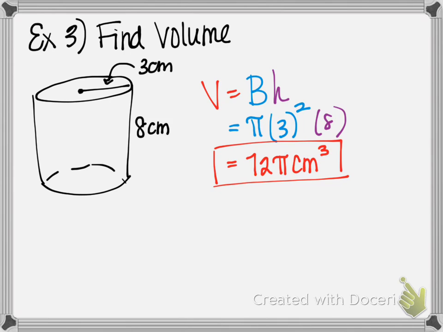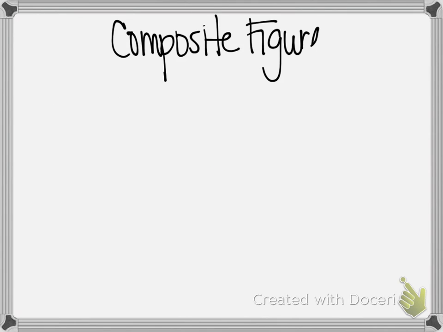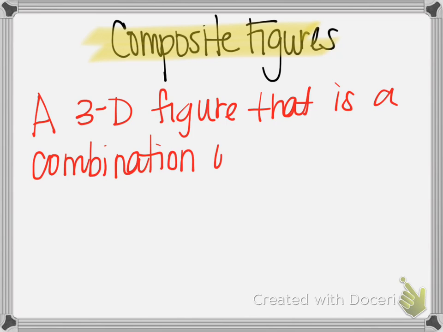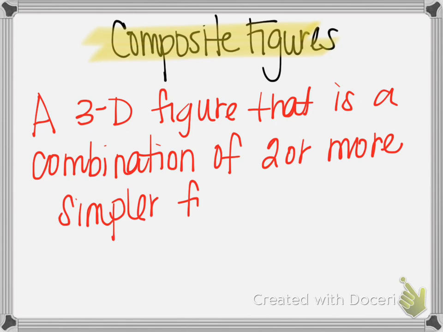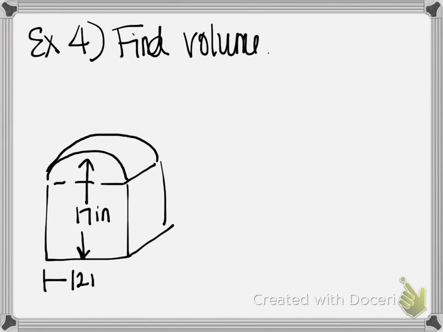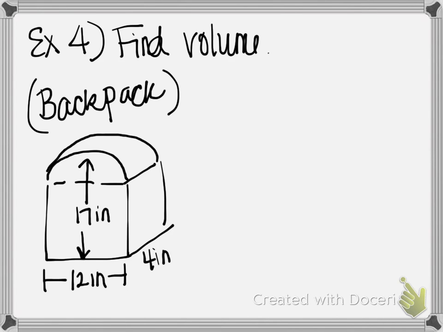One last thing we have to talk about, composite figures. Let's write a definition. A composite figure is a 3D figure that is a combination of 2 or more simpler figures. And I'll show you an example of that on the next slide. We are going to find the volume of this thing, which is actually supposed to be a backpack. So take your time in drawing this thing. Hopefully you can draw it. And I want to find the volume of it.